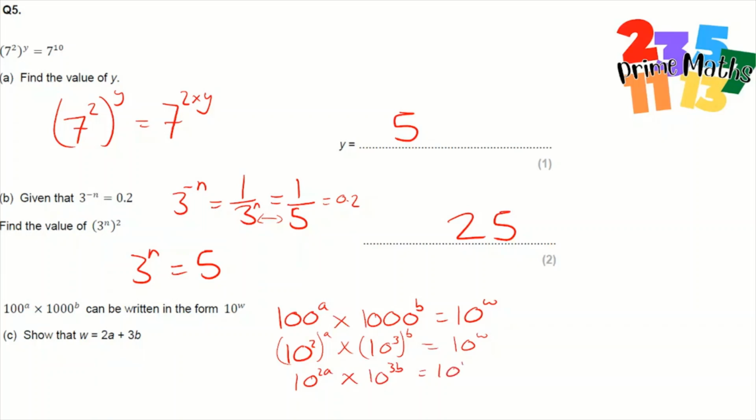Using my indices rules, we end up with 10 to the 2a times 10 to the 3b is equal to 10 to the w, and again with indices rules, this is the same as saying 10 to the 2a plus 3b. I can then say, therefore, 2a plus 3b is equal to w. Very important you show all of your steps here because it gave you the answer, and as it's a show that question, they'll want to see your working all the way through.